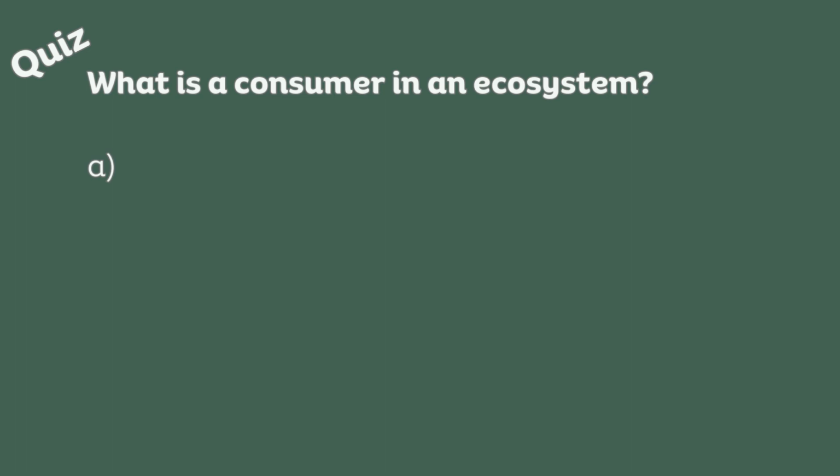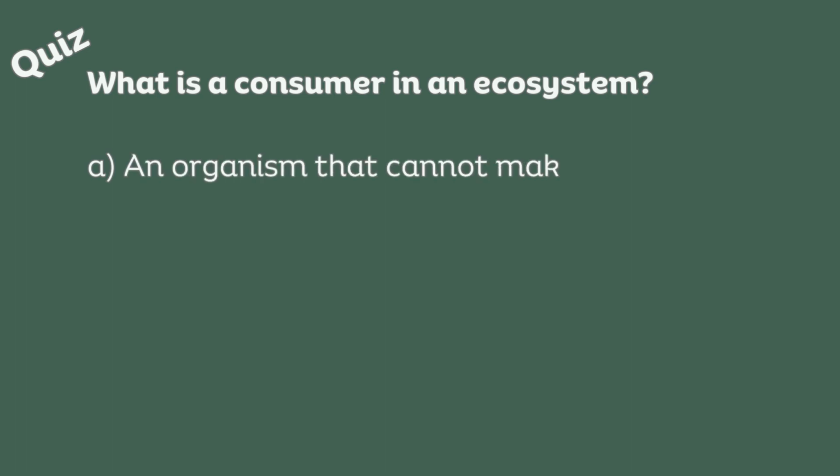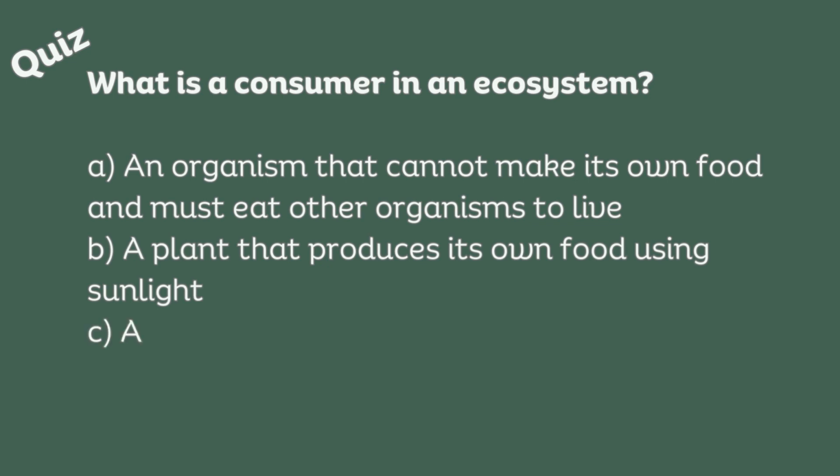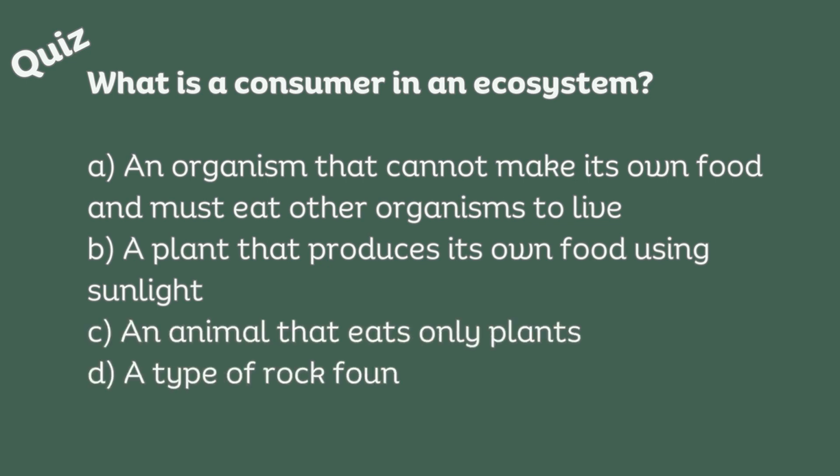What is a consumer in an ecosystem? A. An organism that cannot make its own food and must eat other organisms to live. B. A plant that produces its own food using sunlight. C. An animal that eats only plants. D. A type of rock found in an environment.